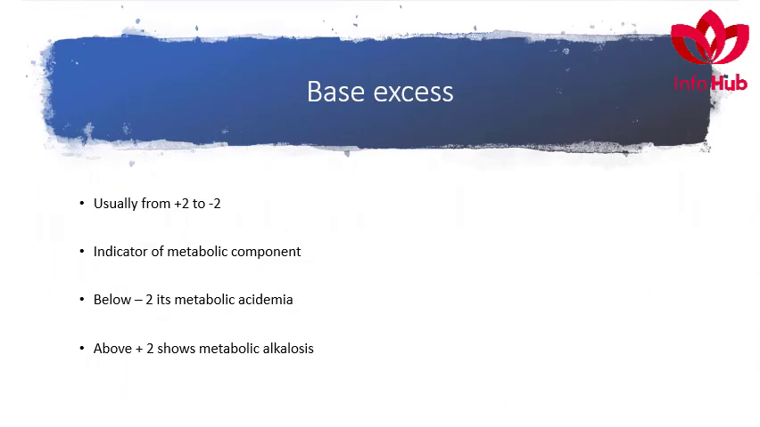Base excess is another term that you'll encounter in an arterial blood gas report when you see it clinically. Usually the range is from +2 to -2. It is an indicator of the metabolic component. If it is below -2, you can say it is metabolic acidemia or metabolic acidosis. It can reach up to -10 in severe metabolic acidosis, and above +2 will mean that it is metabolic alkalosis.